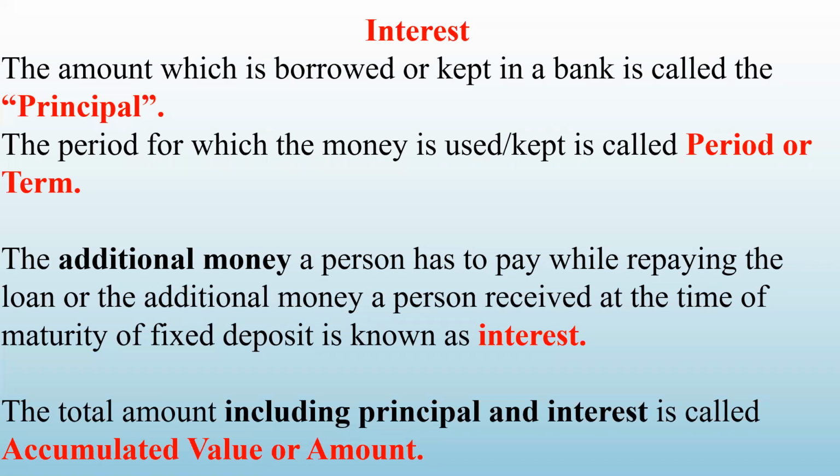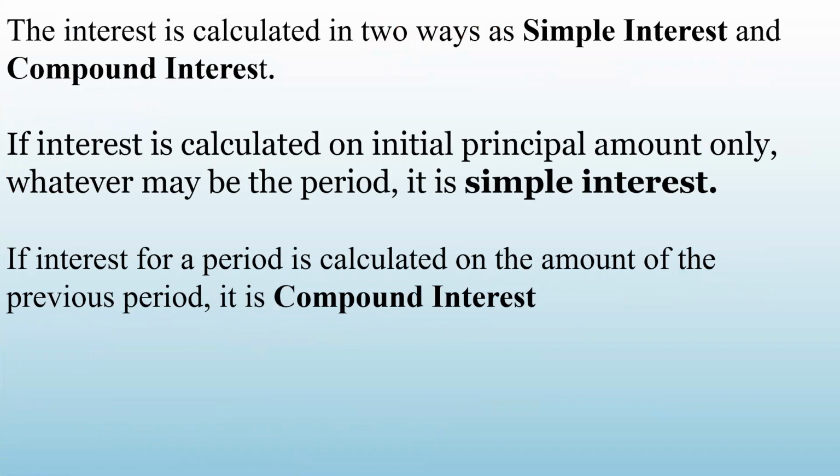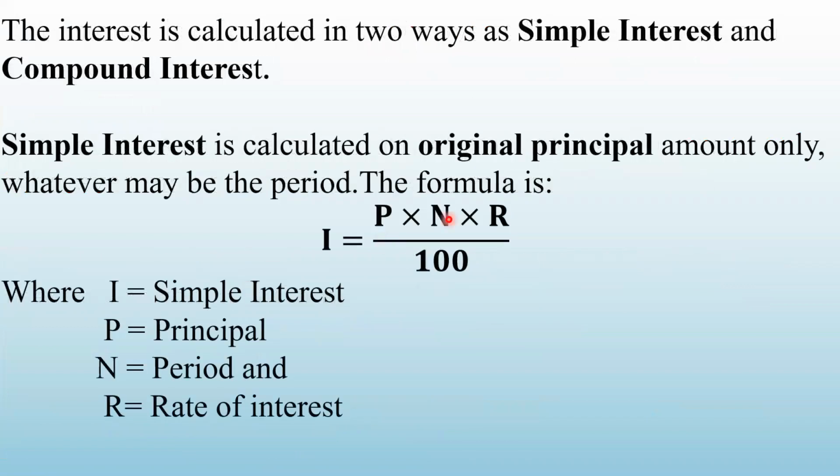Okay, so as you know, simple interest and compound interest, what is the difference? In simple interest, the interest is always calculated on the initial principal. And in compound interest, interest of any period is calculated on the amount of the previous year. The formula for simple interest is PNR upon 100, and amount is calculated as P plus I. Principal plus interest gives you the amount.